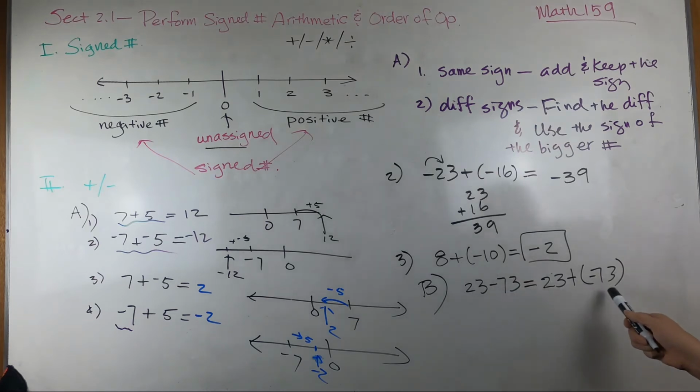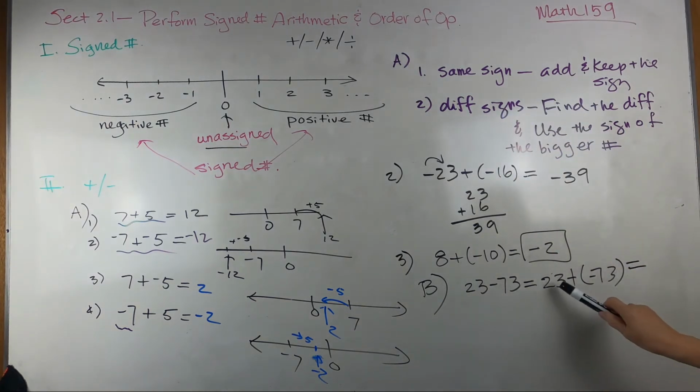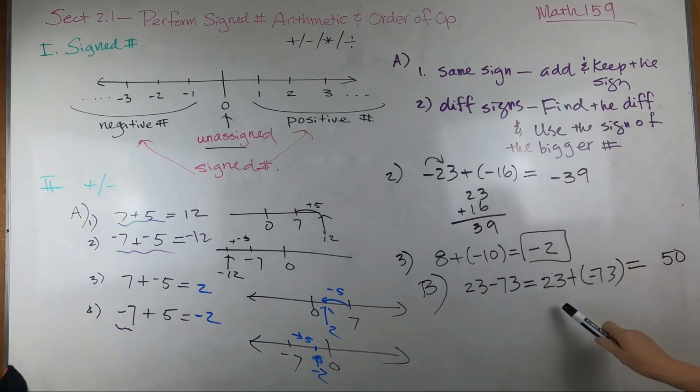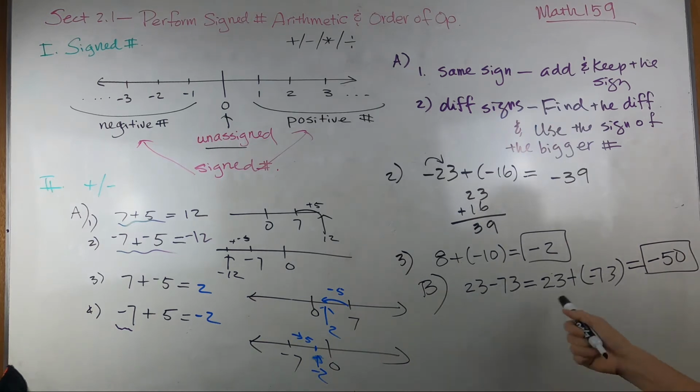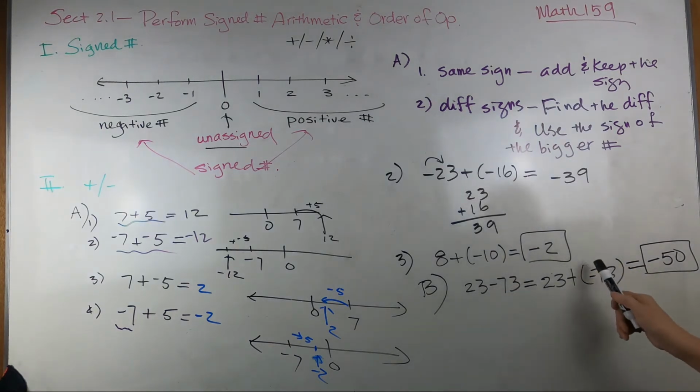So positive, this is negative. Then positive and negative, you add together, what do you think? Different signs, find the difference between 23 and 73, that's what? 50. Then which sign you should use? Use the sign of the bigger number, which is negative. That's how you do subtraction. It's more straightforward to think this way instead of left and right. All right? So you treat each individual number with its sign, then you deal with it by adding them.